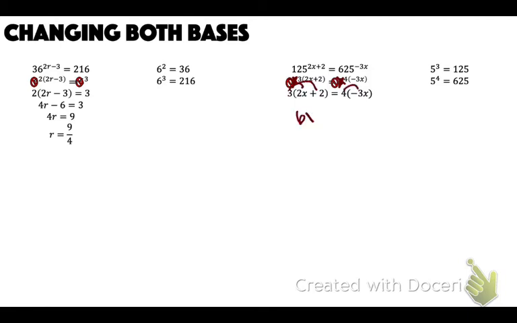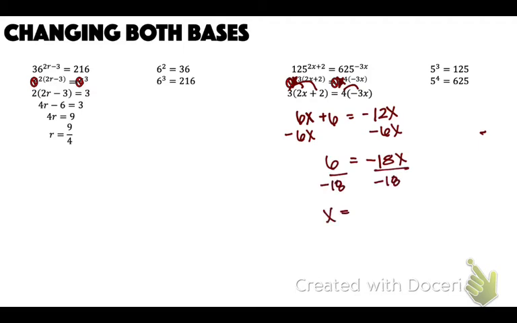We get 6x plus 6 equals negative 12x. I'm going to subtract the 6x over here. So I get negative 18x equals 6. Divide by negative 18. So we get x equals negative 6 over 18, which can reduce to negative 1/3. Cool?